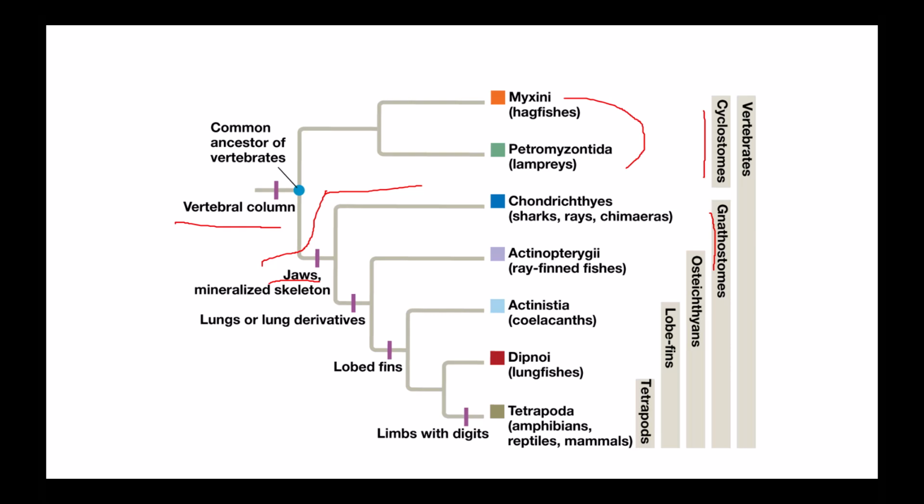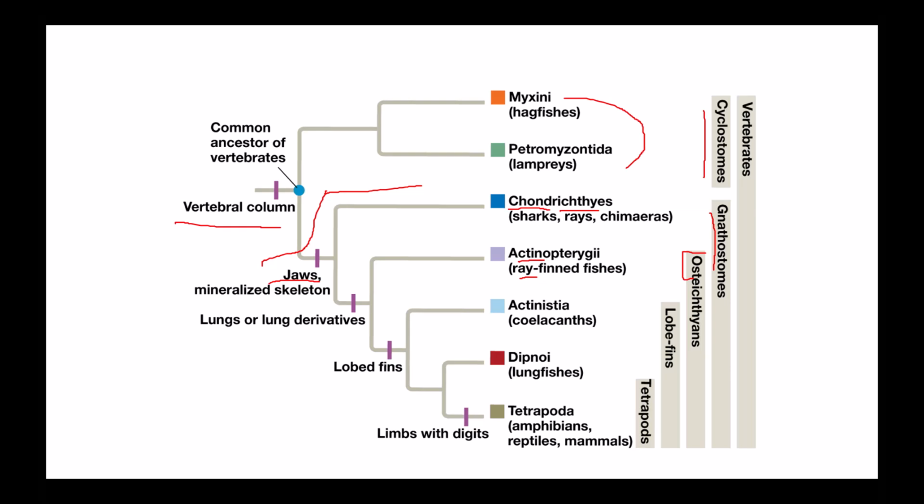Then we have chondrichthyes. That root word chondro means cartilage. Ichthyes means fish. So these are our cartilaginous fishes. Everybody else on our tree is osteichthyans, which means bony fish. So there's the actinopterygii, which are those ray-finned fishes. Those are probably what you would think of like a typical fish. So like a goldfish or bass is in actinopterygii.